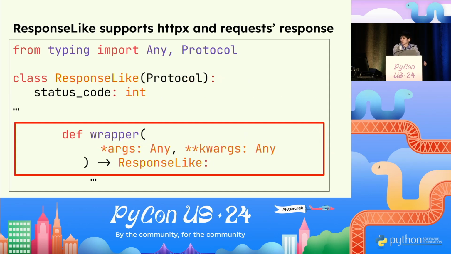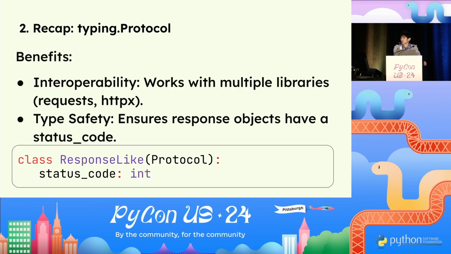Let's apply this type in our decorator as a return type. We can define the interface by using the Protocol.